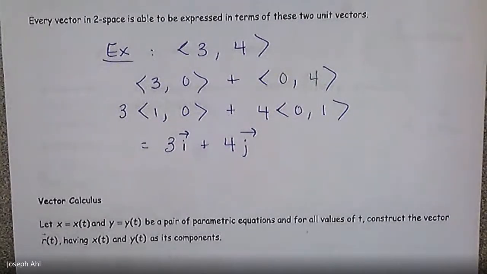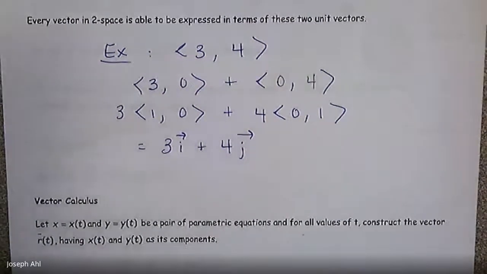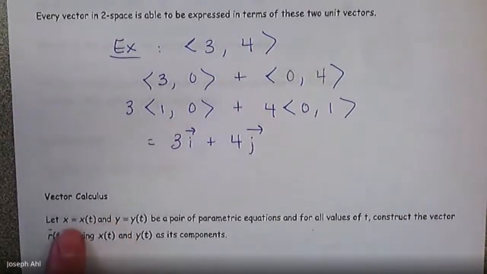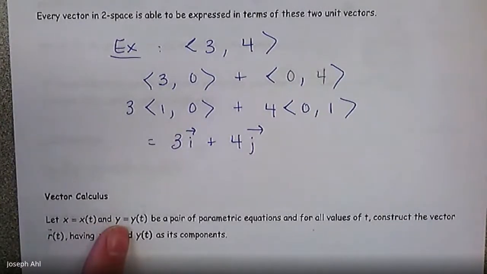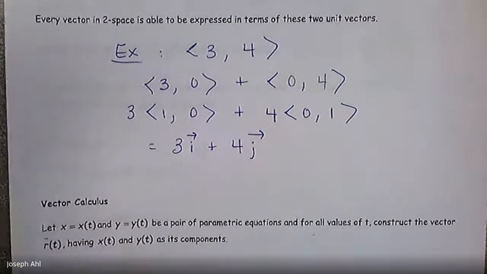Okay, next thing we're going to talk about is a little calculus with vectors. So it says let x equal x of t and y equal y of t be a pair of parametric equations. For all values of t, we're going to construct the vector r of t that has x of t and y of t as its components. So based on the way that we define this vector r of t, you'll notice that it's written in terms of two functions, x and y of t. So it's starting to have a very parametric feel about it, right?